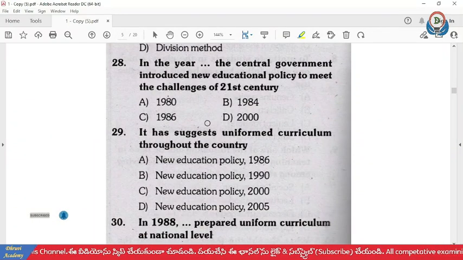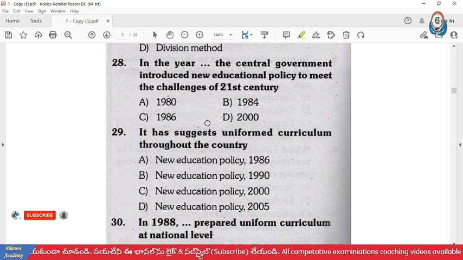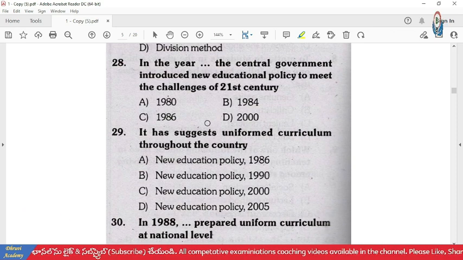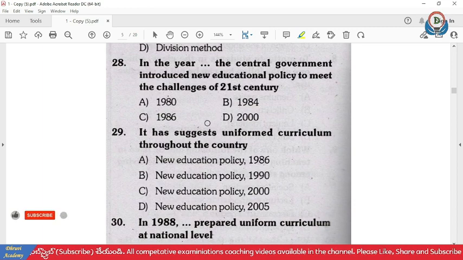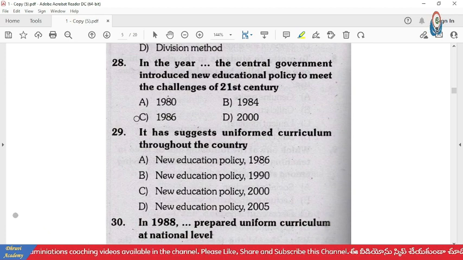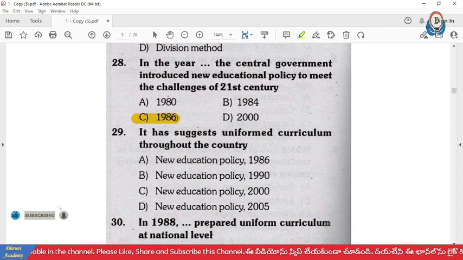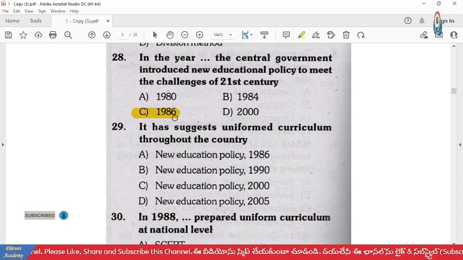In which year did the central government introduce the new educational policy to meet the challenges of the 21st century: is it A. 1980, B. 1984, C. 1986, or D. 2000? Which year? The central government introduced the new education policy in the year 1986. This is the right answer.